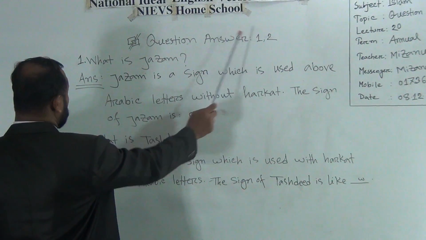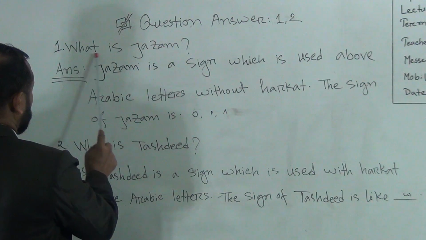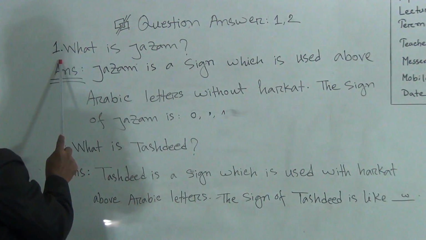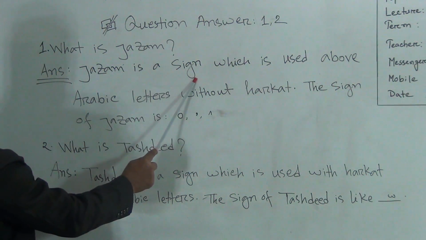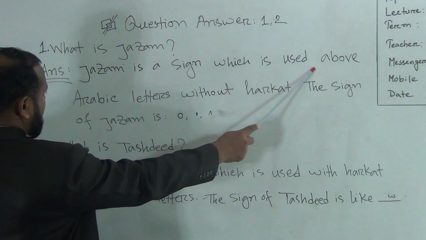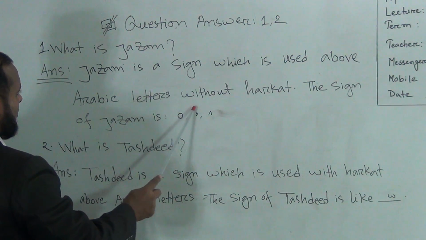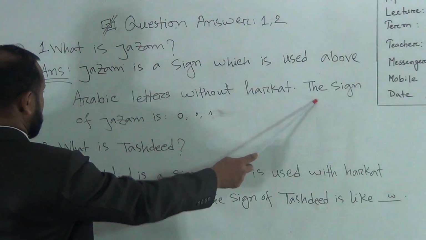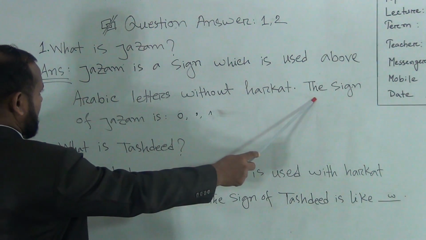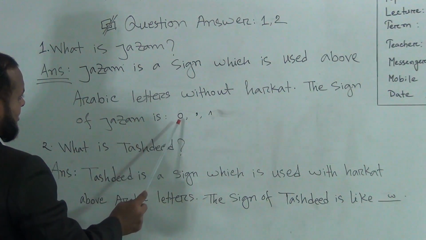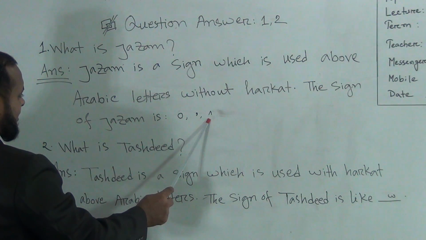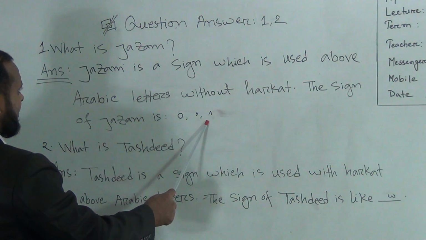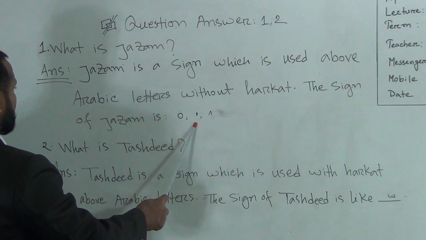Question answer 1 and 2. Question number 1: What is jazm? Answer: Jazm is a sign which is used above Arabic letters without harkat. The sign of jazm is like 0 or comma or like 8 of Arabic. Okay, this is the sign of jazm.